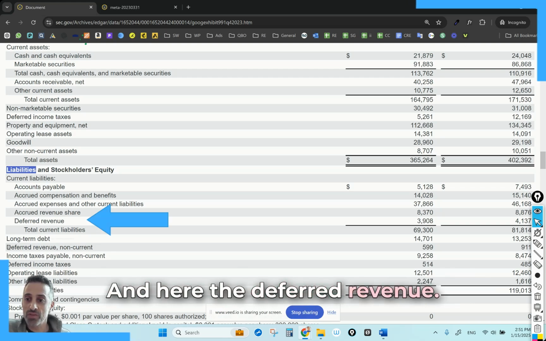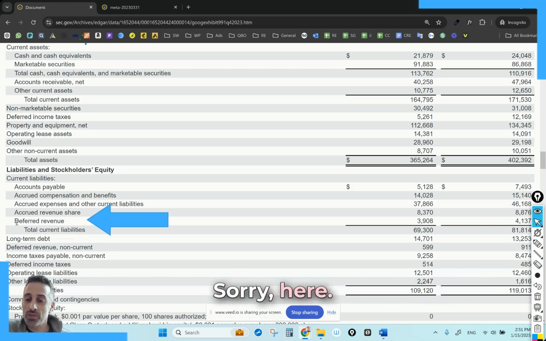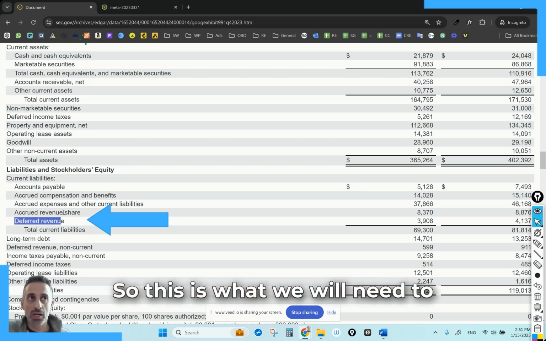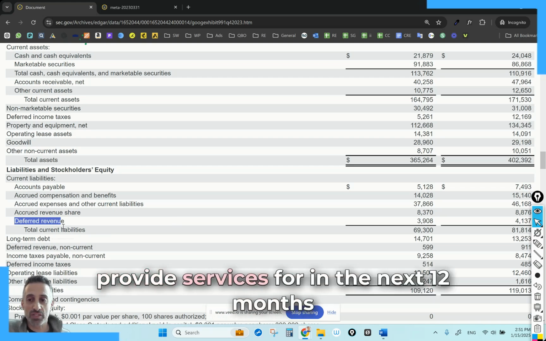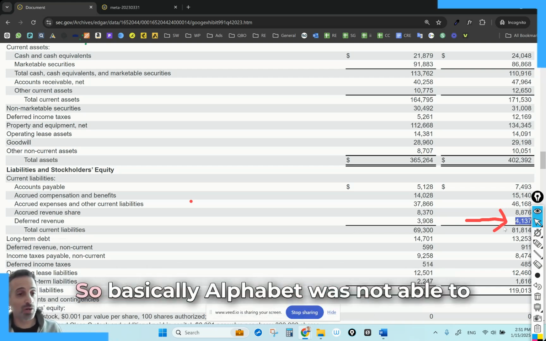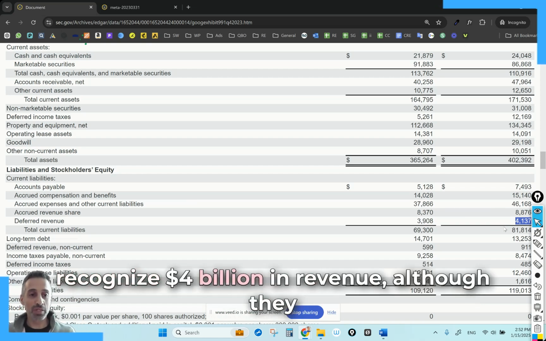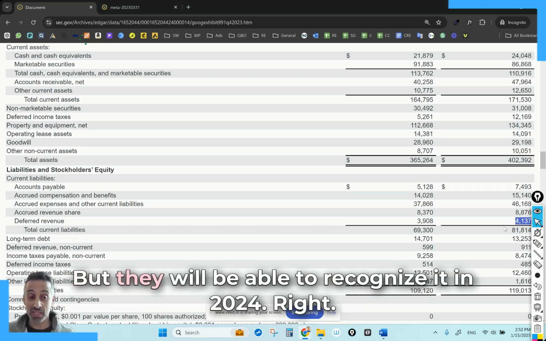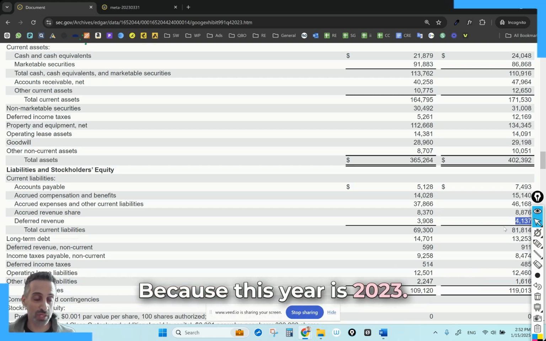And here the deferred revenue, right under current liabilities. So this is what we will need to provide services for in the next 12 months from the closing date of the report. So for 2023, just over $4 billion in deferred revenue. So basically, Alphabet was not able to recognize $4 billion in revenue, although they got this money from clients, but they will be able to recognize it in 2024, right? Because this year is 2023.